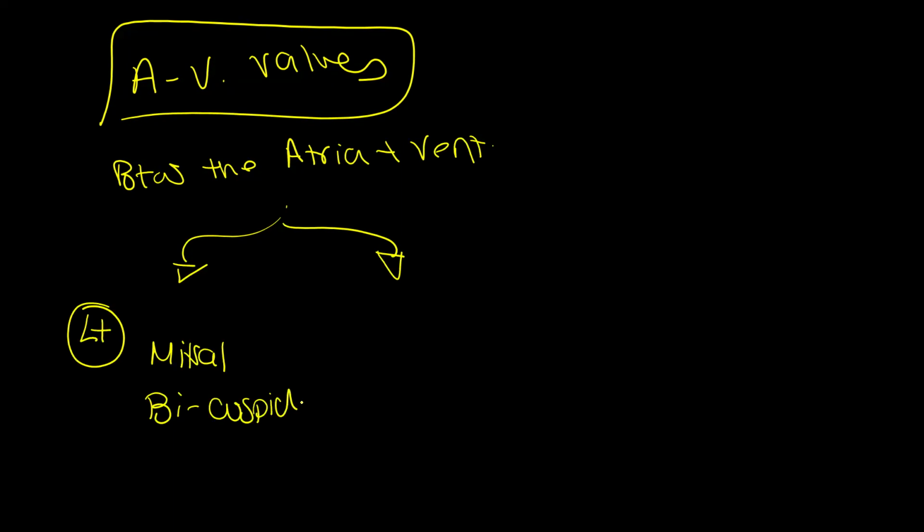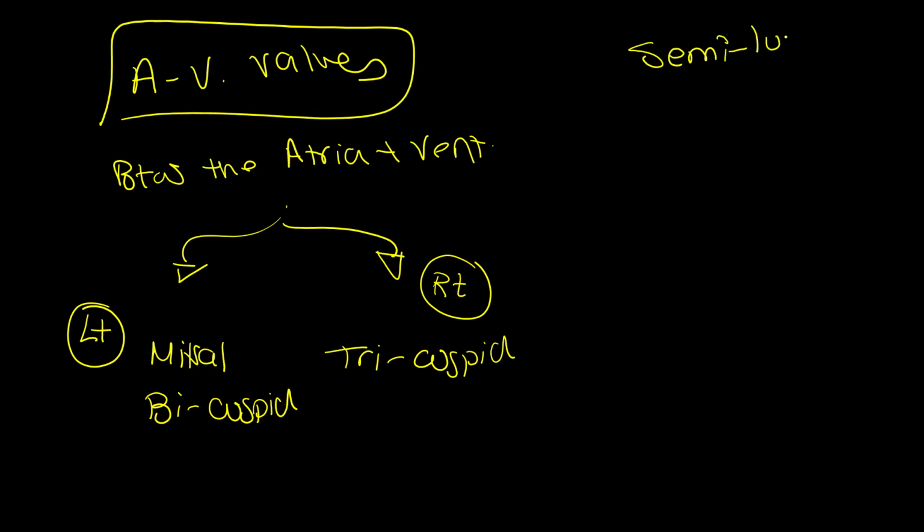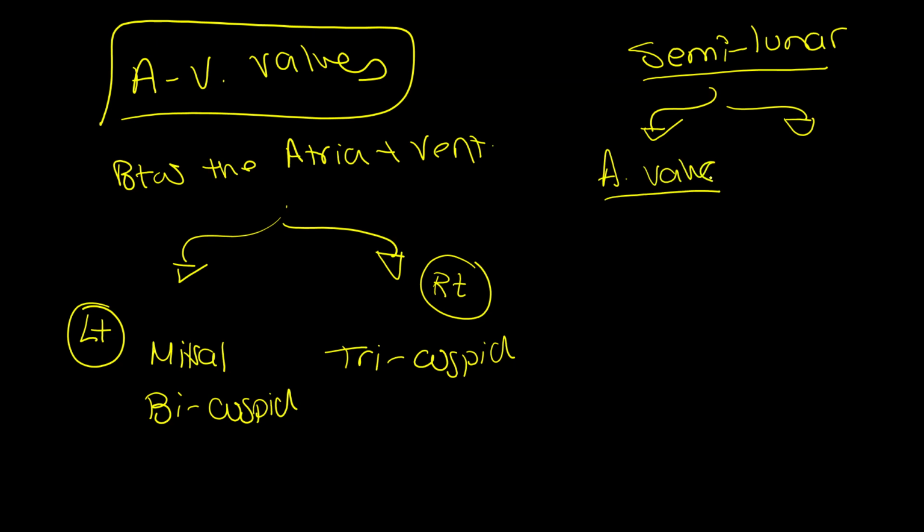And the one on the right side of the heart, what is it called? It has one name. Tricuspid. Thank you. And then I have another set of valves in the heart known as the semilunar valves. I think those names are new to you. And they are also of 2 types. One below the aorta, known as the aortic valve. Thank you so much. And one below the pulmonary artery, known as the pulmonary valve.